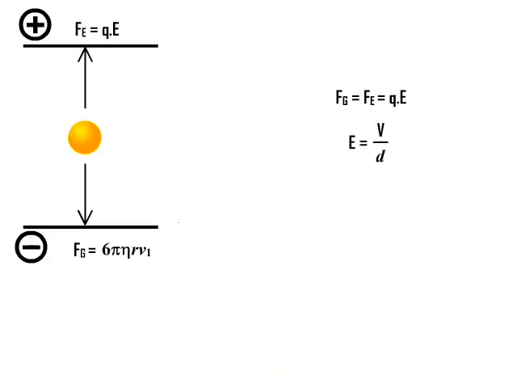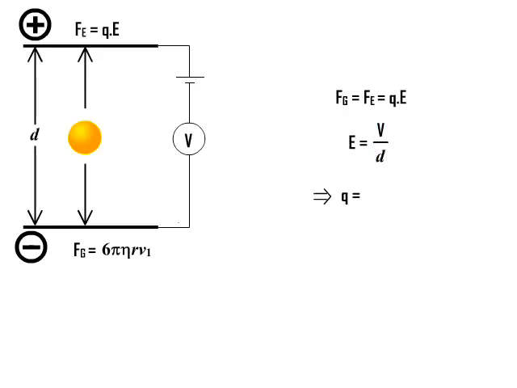Now E equals V divided by D, where V is the voltage applied across the plates and D is the distance of separation between the plates. This implies Q equals Fg into D divided by V. All the quantities over here are known, so Q can be calculated.